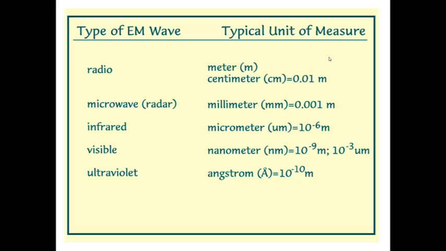Types of electromagnetic waves. Recall we've talked about radio waves, microwaves, infrared waves, visible light waves, and ultraviolet waves. They all have different wavelengths. Visible light is measured in nanometers, or 10 to the minus 9 meters, or 10 to the minus 3 micrometers. So it's very small.